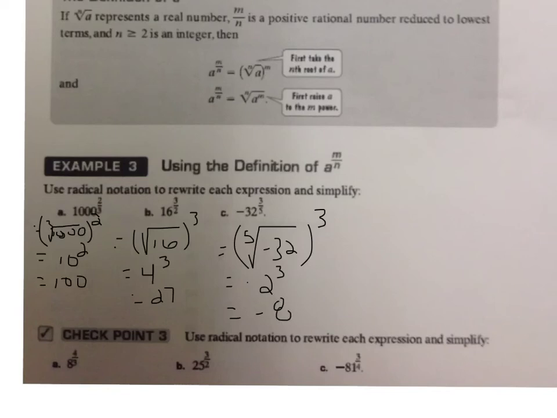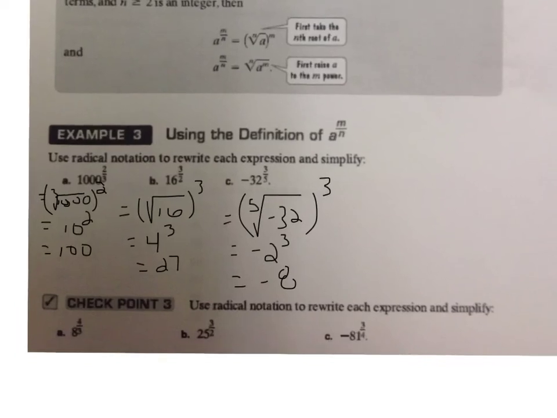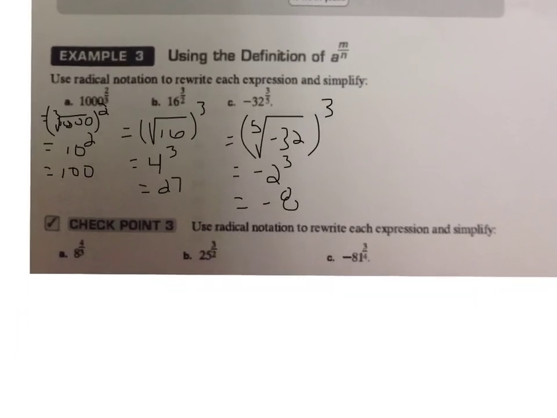Okay. Pause here. Try your checkpoint. When you come back, I'll give you the answers. So checkpoint 3. The first one, the answer is 16 for A. B is 125, and C is negative 27. Let's turn to the next page.